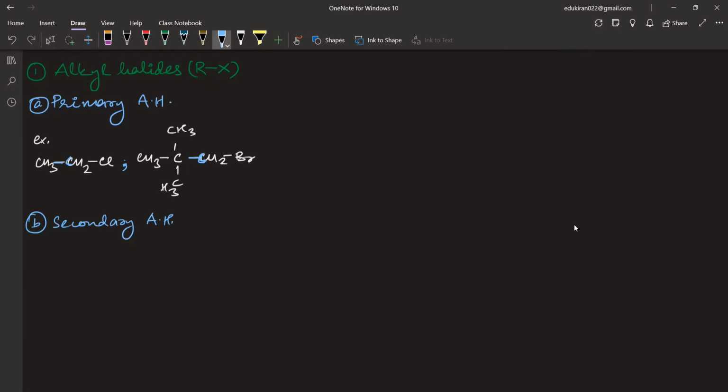Secondary alkyl halides. In this, the carbon atom which is connected to the halogen atom is further connected to how many carbons? Two carbon atoms, right? So in this chapter, our focus will be on the carbon which contains the halogen atom. So you have CH3 bonded to CH. This carbon has another CH3 bonded, and then it is bonded to, let us say, Br. This is the carbon atom which is connected to Br, and it is connected to two further carbon atoms. That is why it is a secondary alkyl halide.